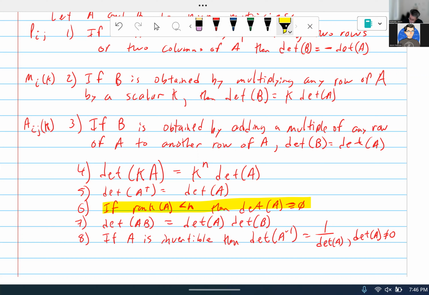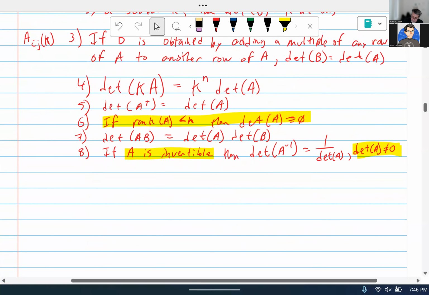And we're going to use this result as well. If A is invertible, then the determinant, that's going to be a handy thing to know later on.